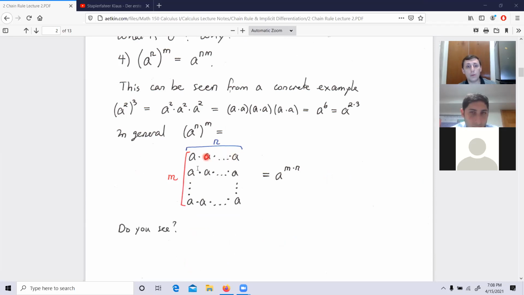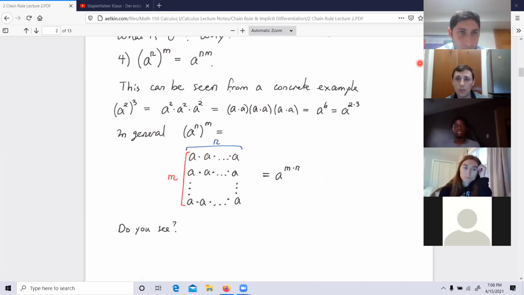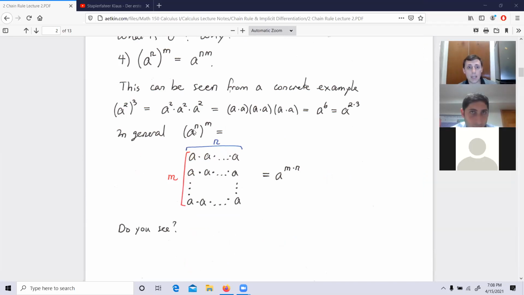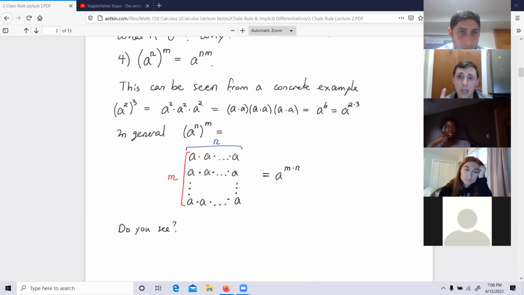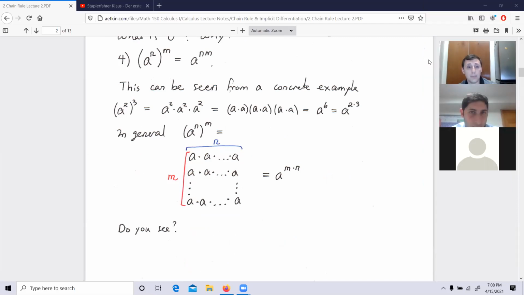If it's an integer power, look at it, I can arrange the multiplication into a matrix, into a block. You understand, guys, where this is n columns and m rows. You see, this is a to the n times a to the n times a to the n. Do you see that? And when you just carry multiplication with a, you just have to count how many times a is multiplied by itself. And you understand that it's simply how many rows? It's m rows times n columns. So it's m times n. It's 1n, 2n, 3n, mn.